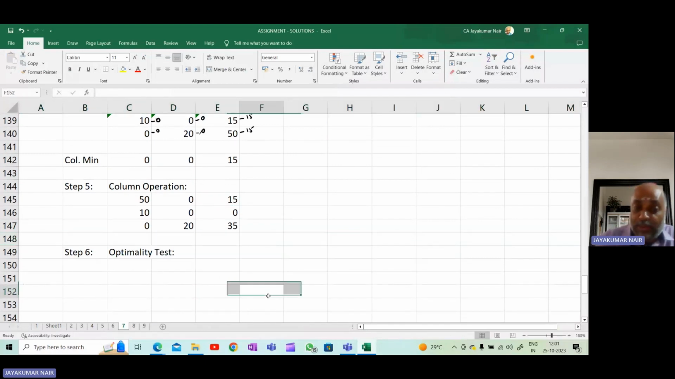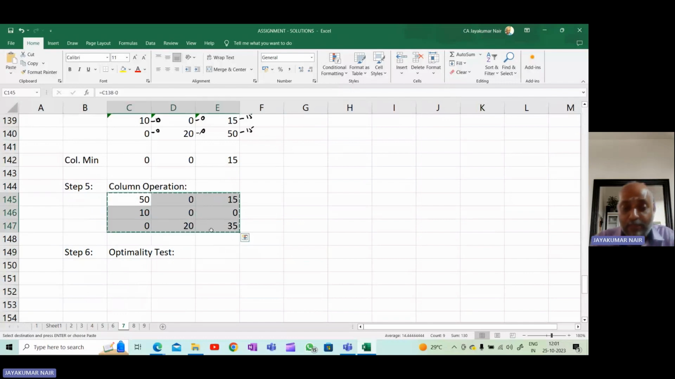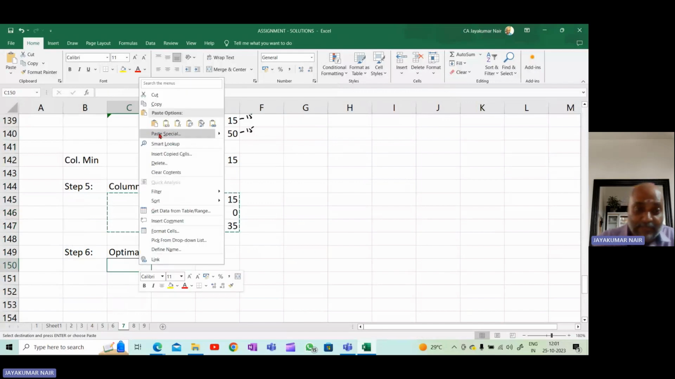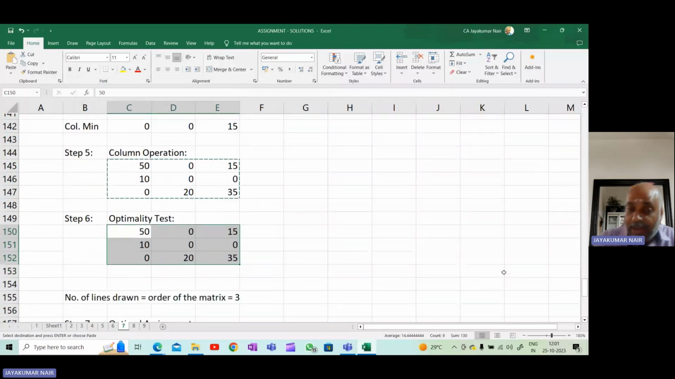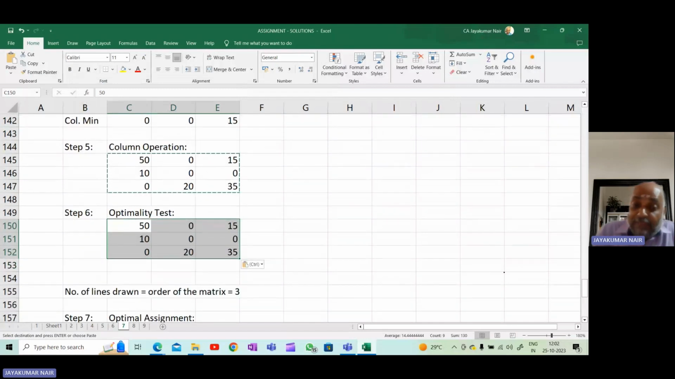After you have done the row operation and column operation, then we have to check whether the matrix that you have obtained is feasible for optimal assignment. So that is called the optimality test. So what do we do? I will copy this matrix as it is. Now I will draw lines to cover the maximum number of zeros.